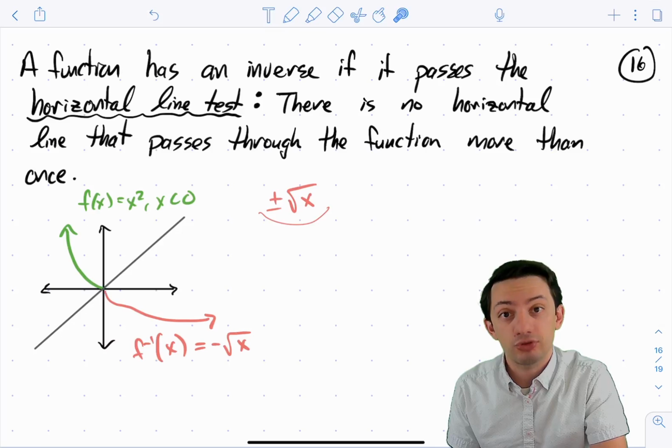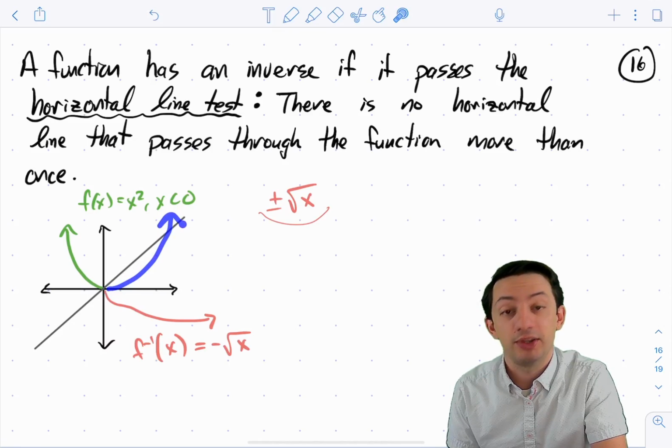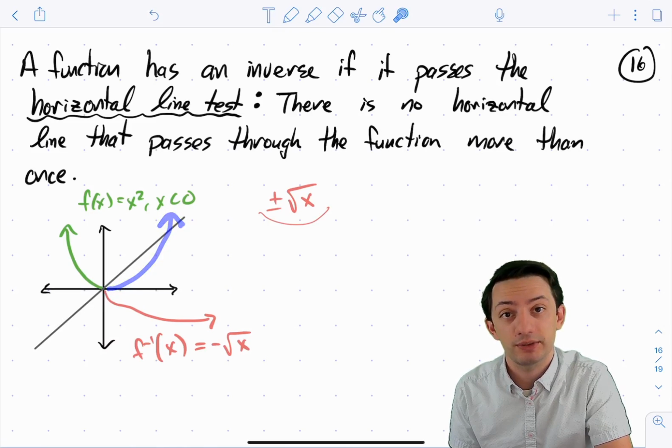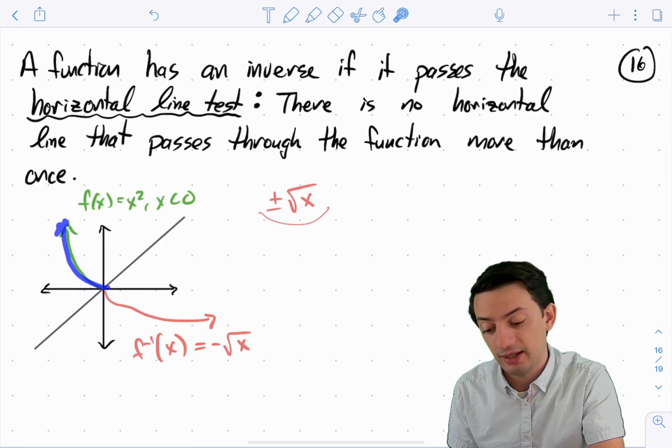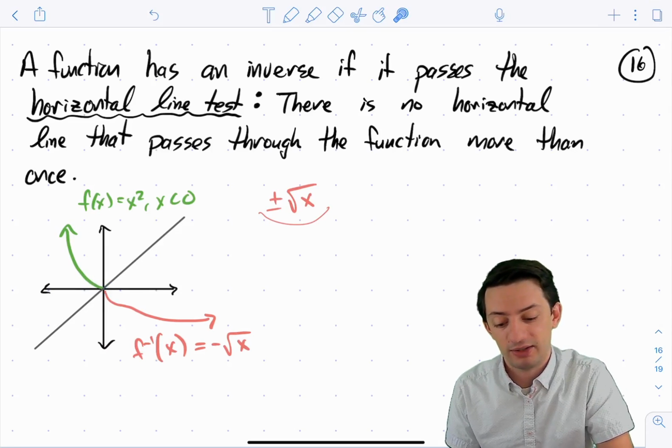But when you've restricted the function to either one side, then you know it must be the plus square root of x, like on the last slide. Or if you've restricted to the minus side, it must be the minus square root of x. That's here.